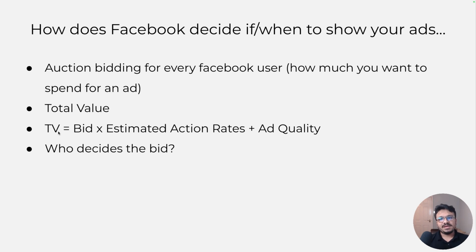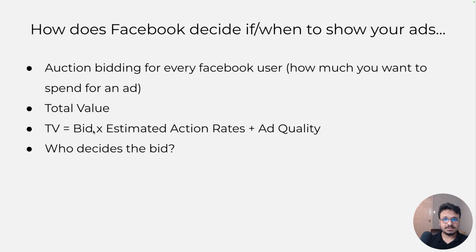So it doesn't mean that if you have a low total value, your ad will never be shown. There's also a bidding system for that. But the better TV you have, the more your chances of your ads being shown. So that's that. And also there's one more thing you need to understand. If you have a better quality ad, you have to spend less, because as the ad quality increases, the pressure on bid decreases. If your ad quality is not that good, you have to spend more money.